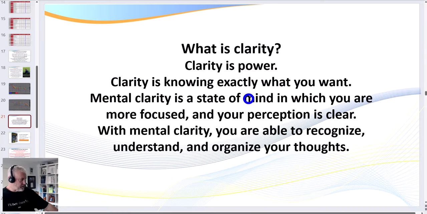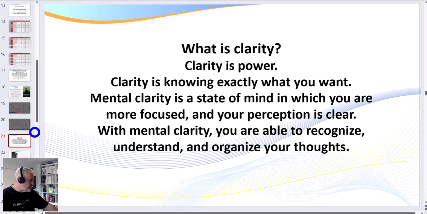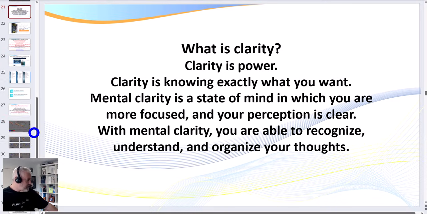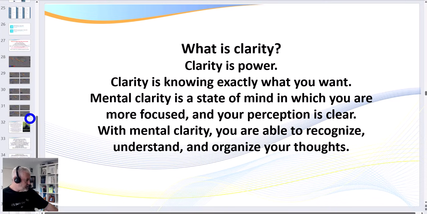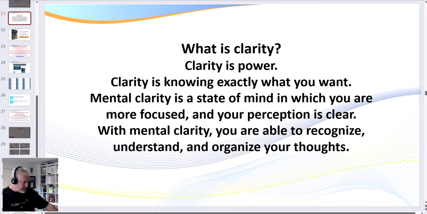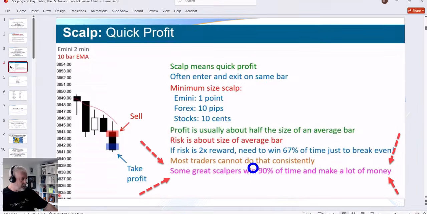Now in the end, one of the key factors here is, if I got it here, is it down here? I think where is it? No, it's on that other slide. Let me just quickly show you this as well. This is a slide from Trcmm. He's written a lot of books on scalping and whatever. As he points out here, some great scalpers win 90% of the time.